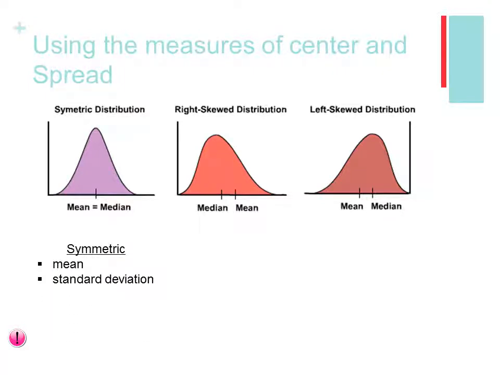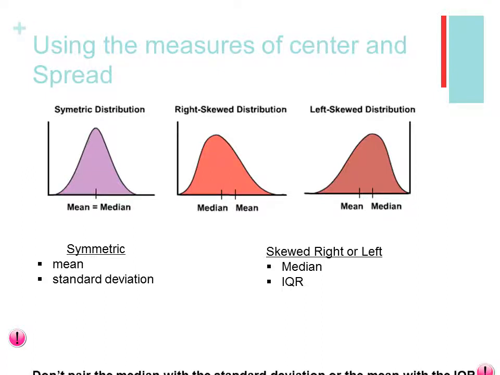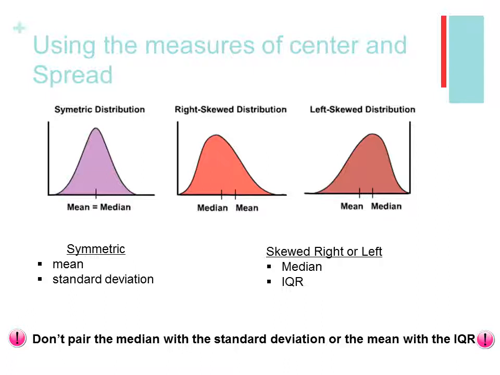This one is approximately symmetric. Since the mean is equal to the median, we want to choose the mean and the standard deviation. If it's approximately symmetric, they're just your better ways of describing the data. Okay? If they're skewed right or left, like your two examples here, you want to use the median and the IQR. So remember, your IQR is stating the middle 50% of the data is from blank to blank. The standard deviation is the average distance from the mean is blank. Okay? Don't ever pair the median with the standard deviation because the standard deviation does not come from the median. It is calculated using the mean.